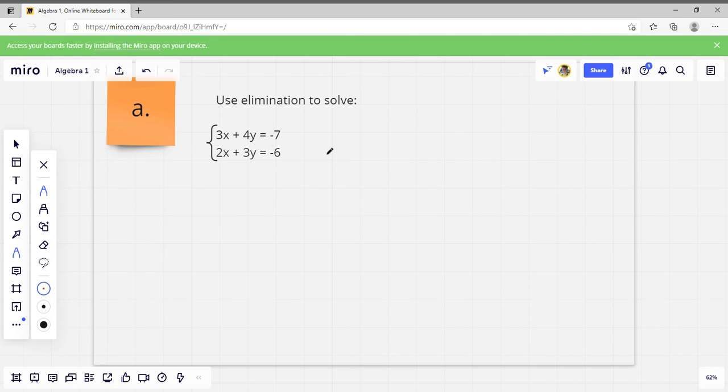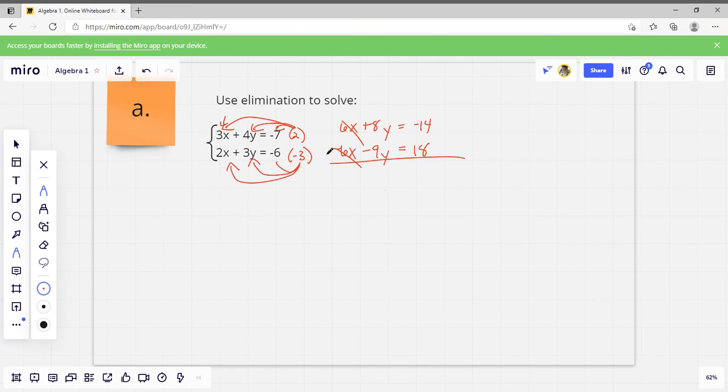All right, so we've got 3x plus 4y, 2x. I'm going to multiply this first one here, so I'm going to do this times 2, and this times negative 3. 2 times 3 would be 6x. 2 times 4 would be 8y. 2 times 7 would be 14. Negative 3 times 2 would be negative 6x. Negative 3 times 3 would be negative 9y. And then negative times a negative makes a positive. 6 times 3 is 18.